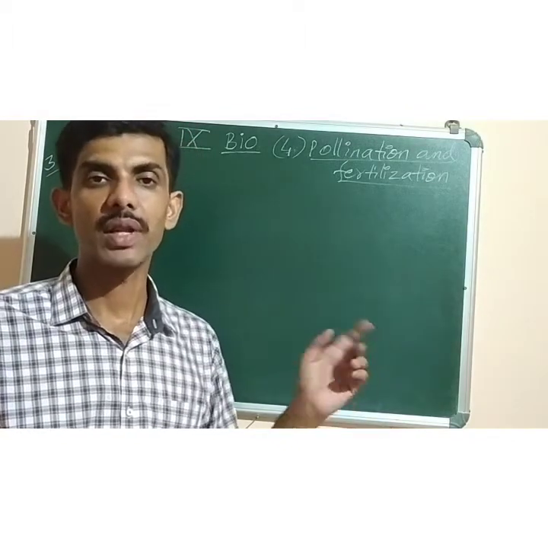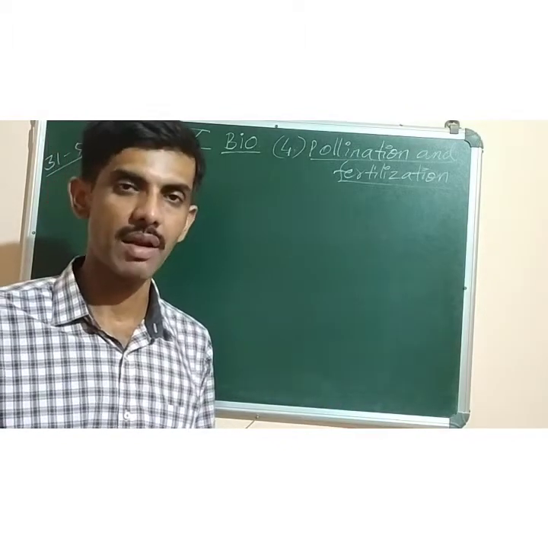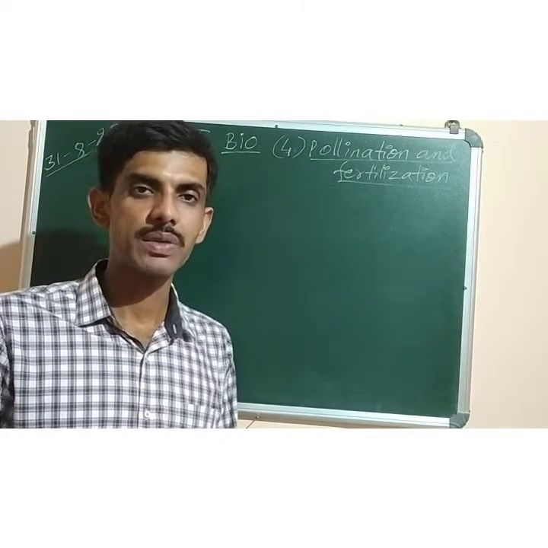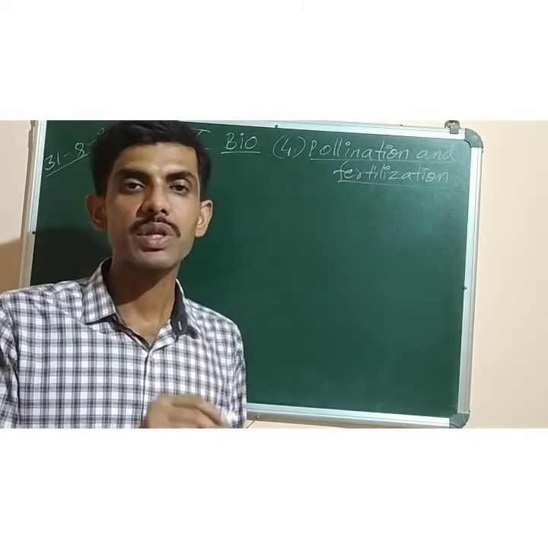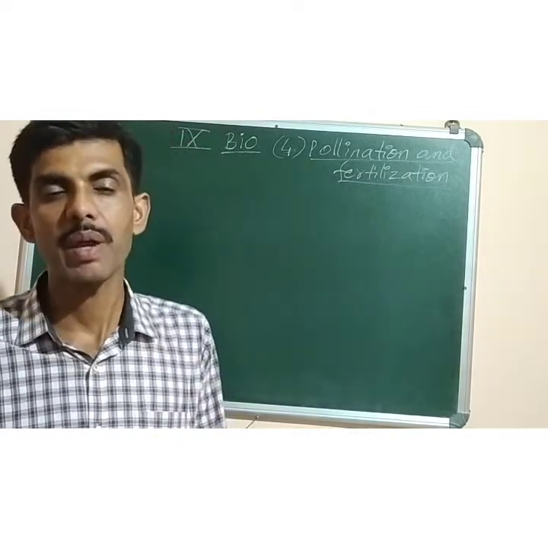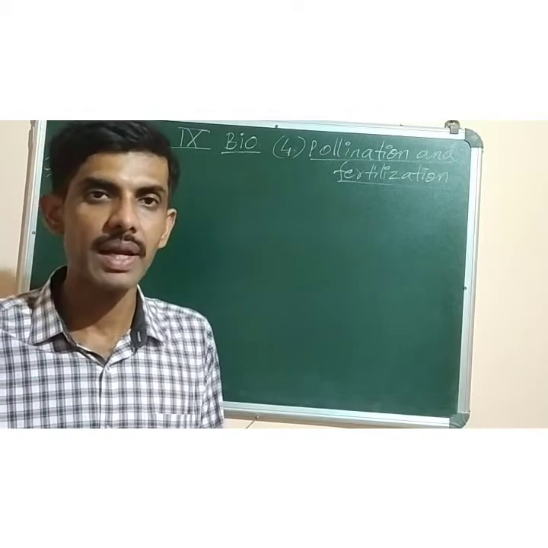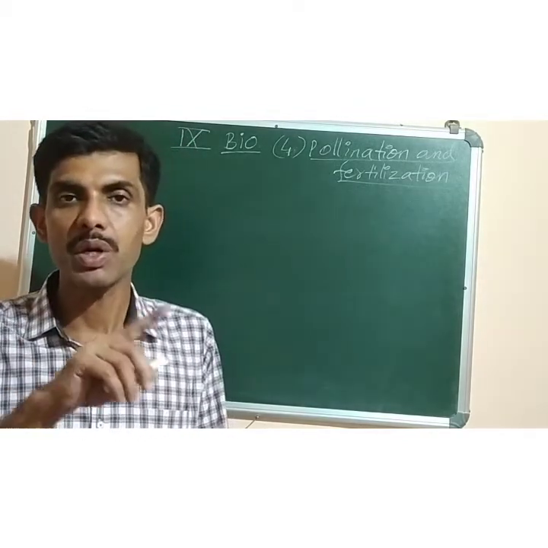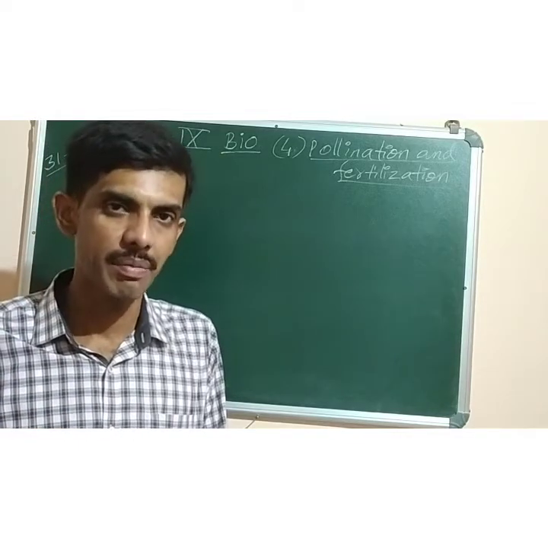Autogamy means when pollination occurs within a single flower, whereas geitonogamy means transfer of pollen grains from the anther of a flower to the stigma of another flower born on the same plant. Both the flowers are born on the same plant in geitonogamy. Whereas cross-pollination means the pollination between two flowers on two different plants.